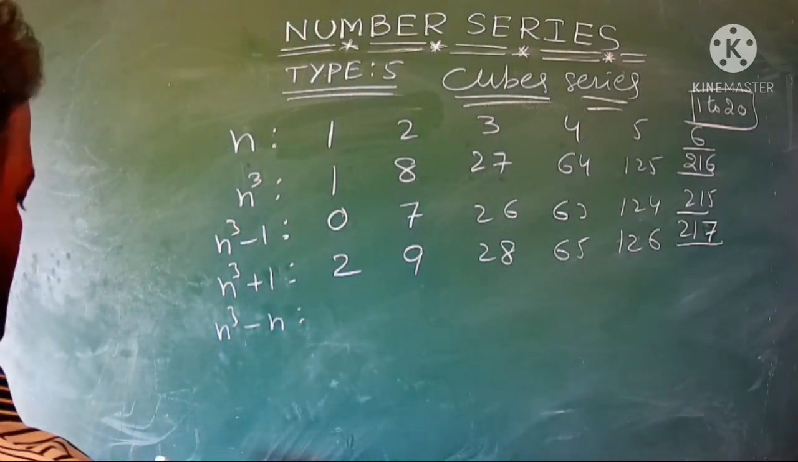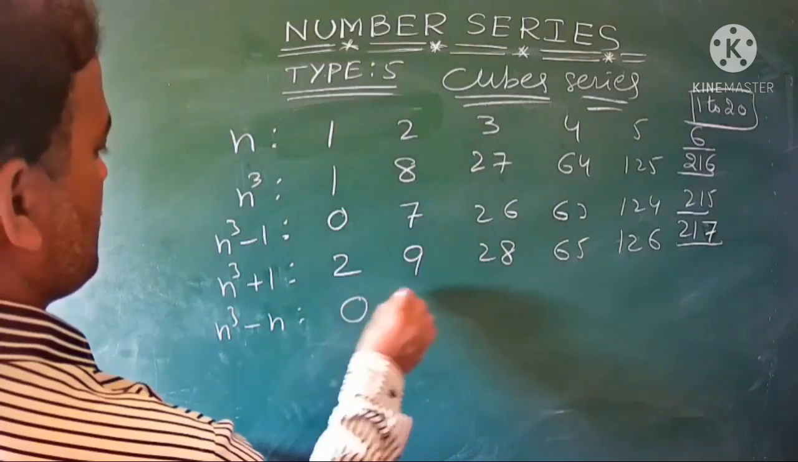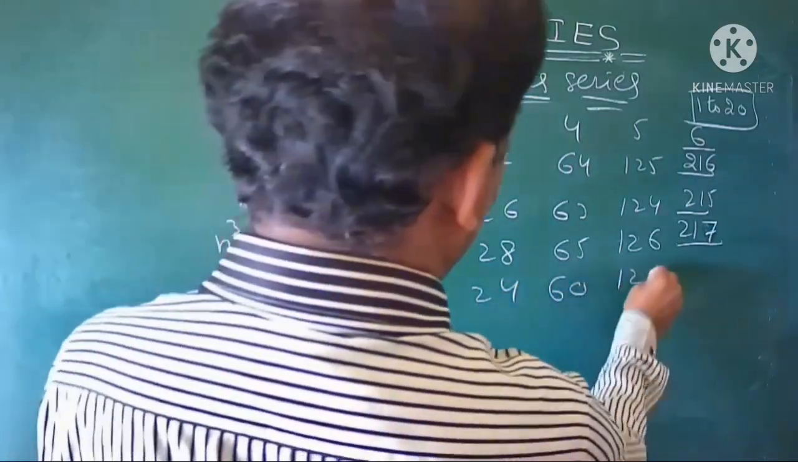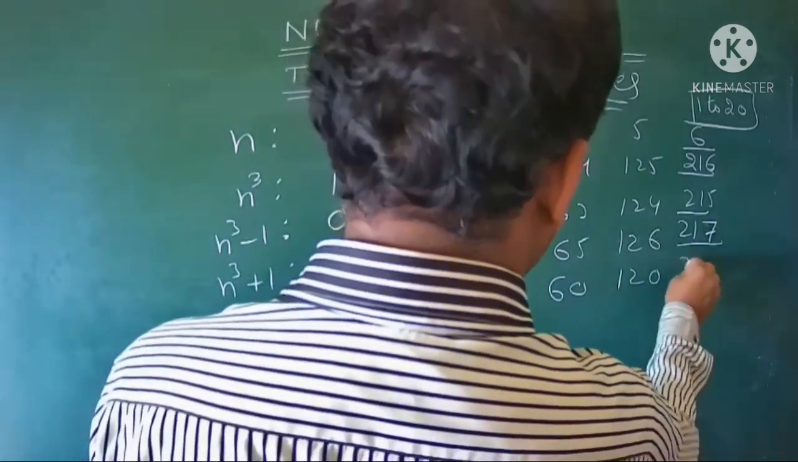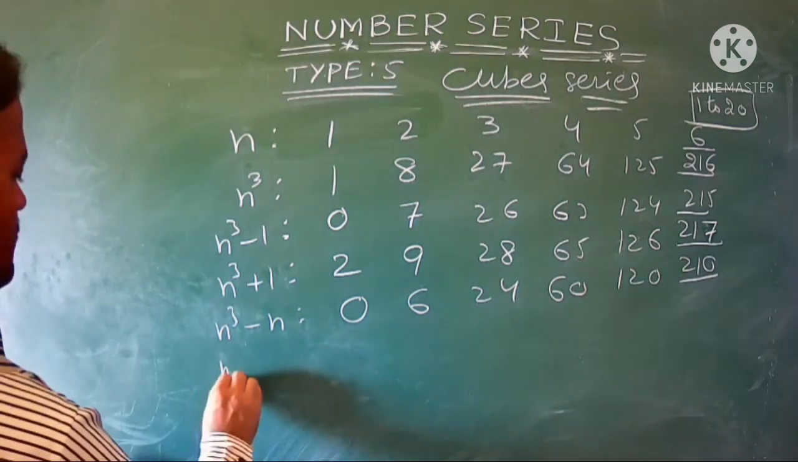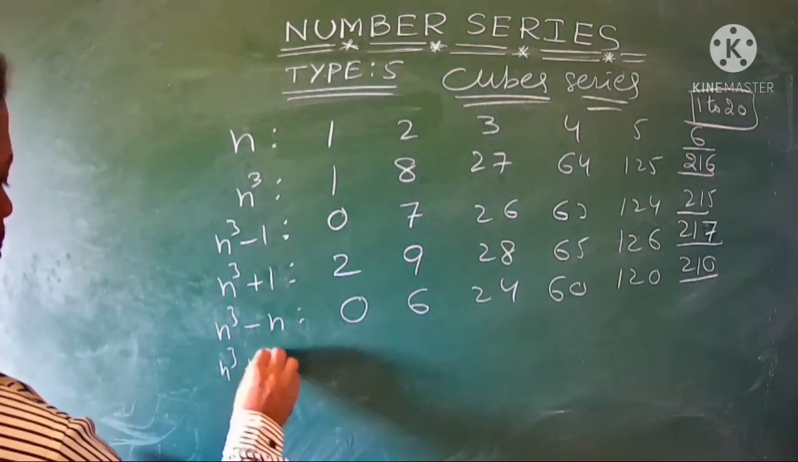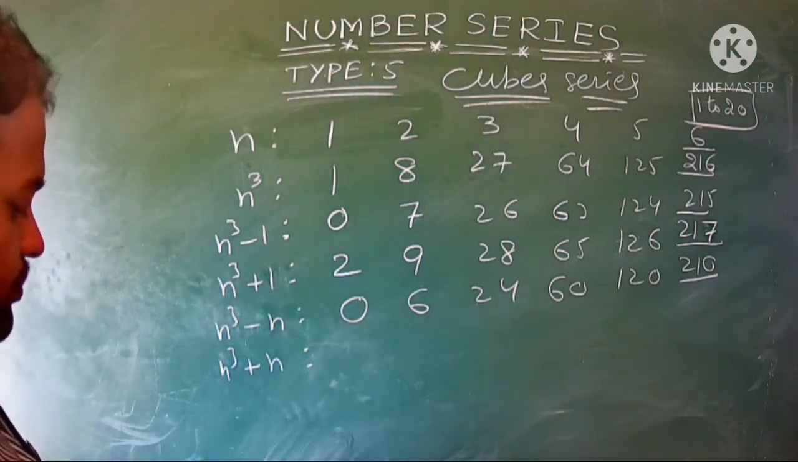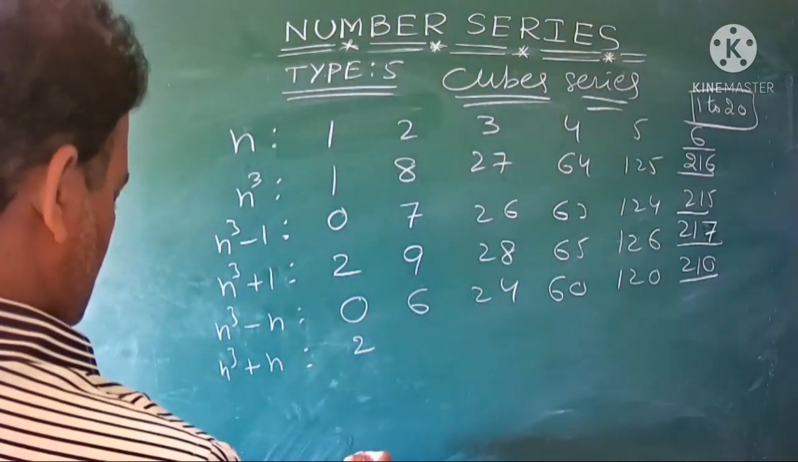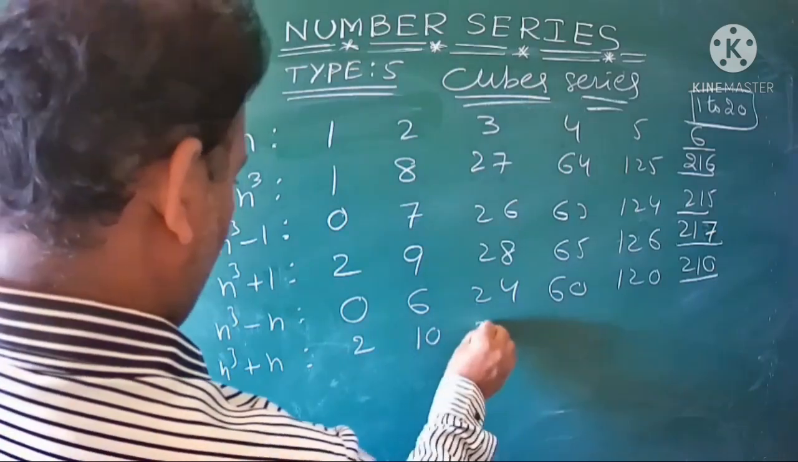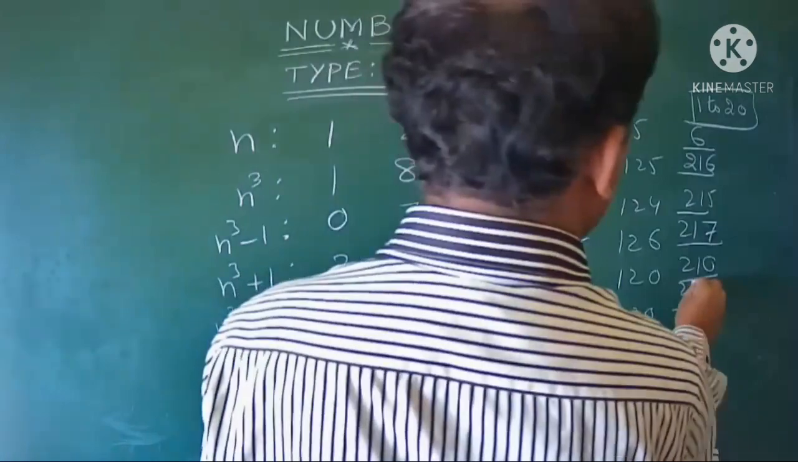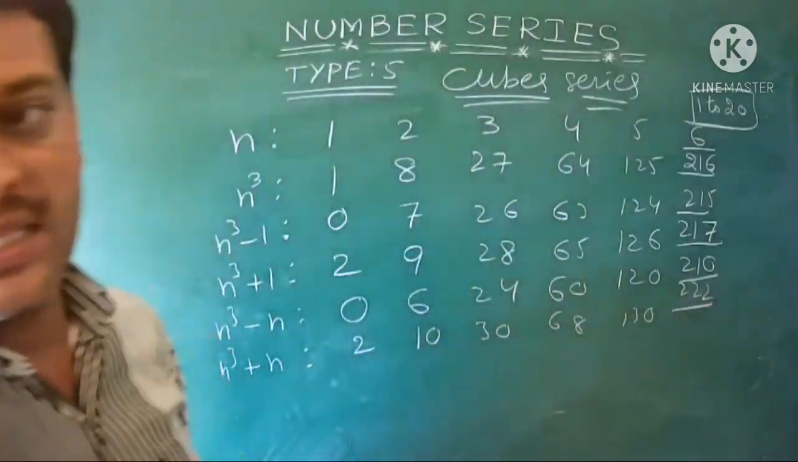Similarly, for the n cube minus n relation, what will come? 0, 6, 24, 60, 120, and the next is 210. Similarly, the n cube plus n relation: 1 cube plus 1 is 2, then 10, 30, 68, 130, and the next, 222, will come.